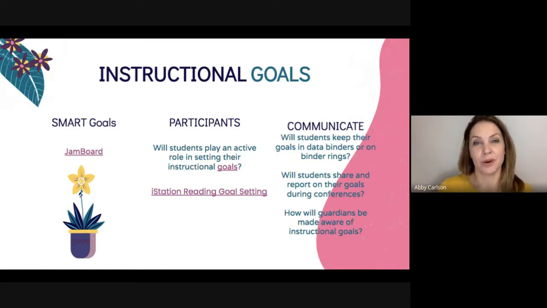But the question for the participants, your students, is will they play an active role in setting their instructional goals? We have a teacher at Lowell Elementary who is starting to do this with her first graders, just with their spelling. She's making them active participants in choosing which words they want to go in depth on during word study and coming up with strategies for how they will improve their skills. And she has it time sensitive. Every 2 weeks, they will reassess.